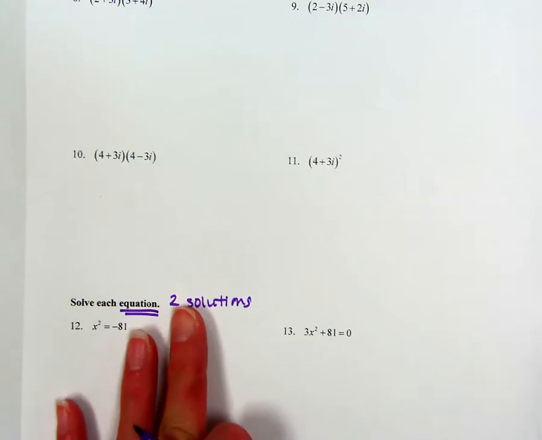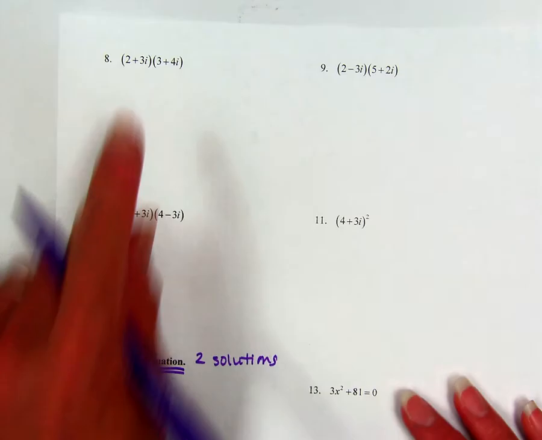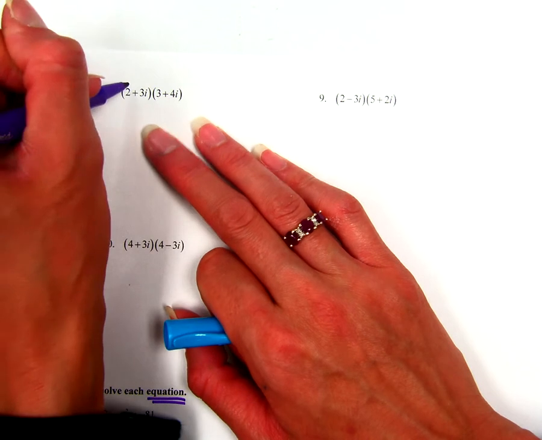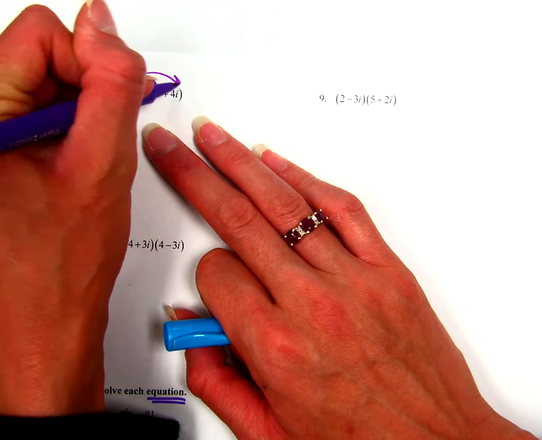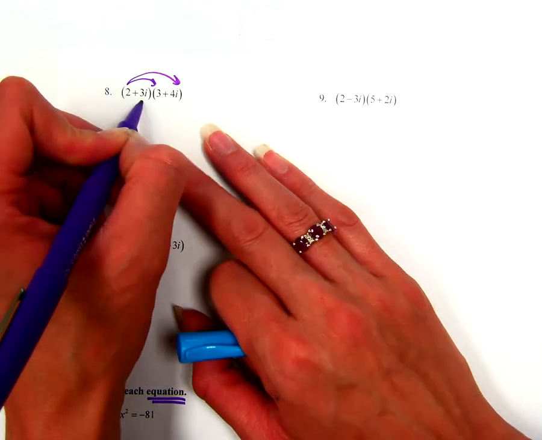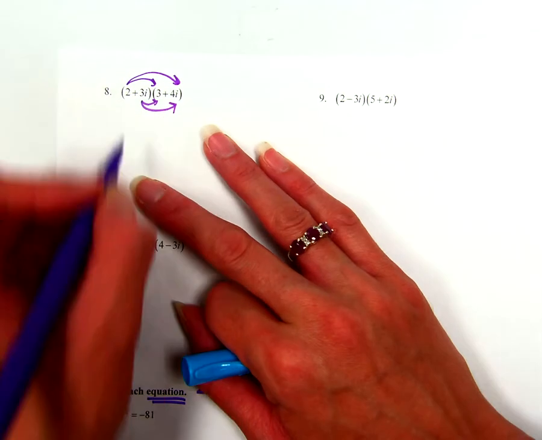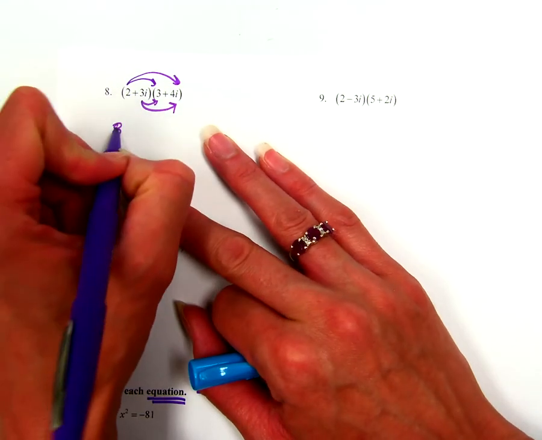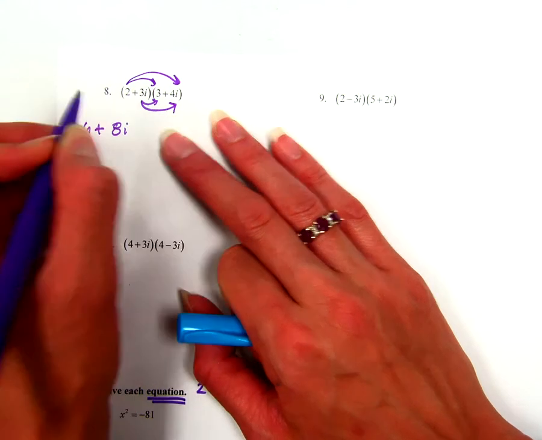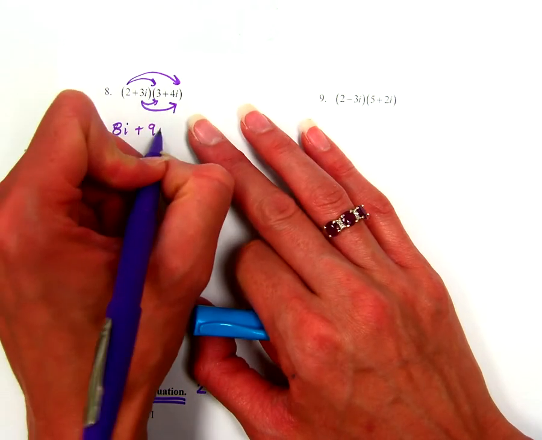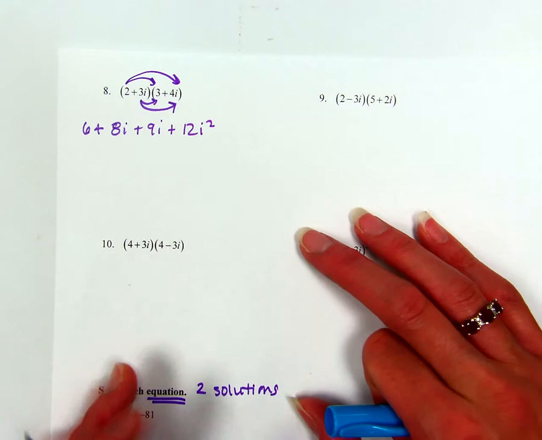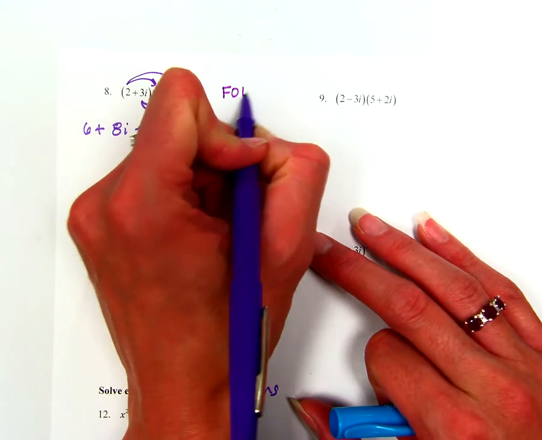Okay, so we're going to keep going. We're going to multiply, right? So the easiest way to do this is to think of double distributing. So I'm going to do first times first, outer times outer, inner times inner, and last times last. So 2 times 3 is 6. Then I've got 8i. Then I have 9i. And then I have plus 12i squared. Right? You can think of it as double distributing or the FOIL method.